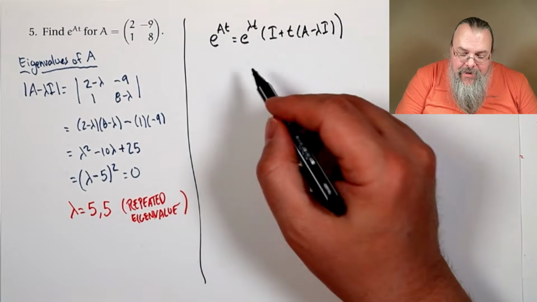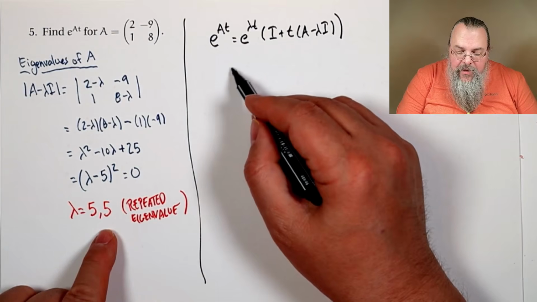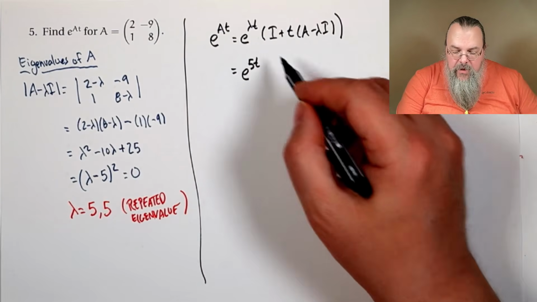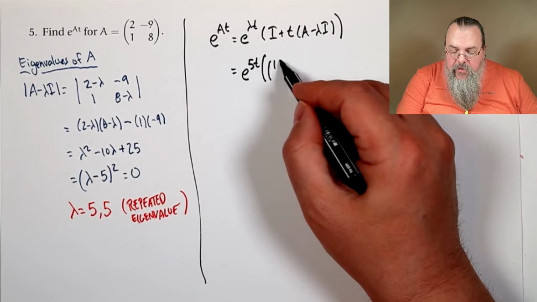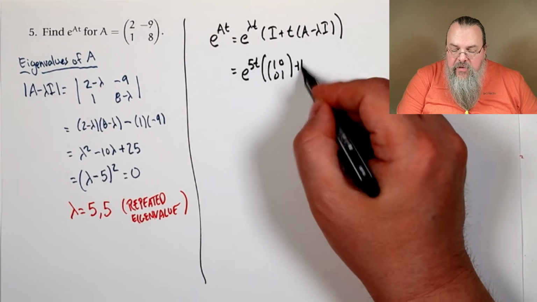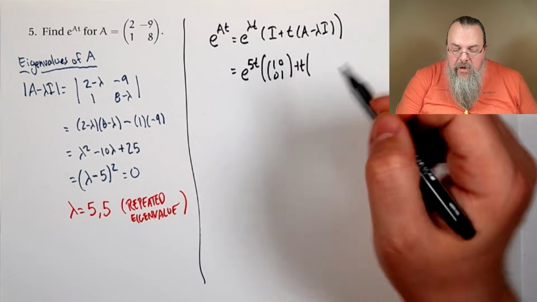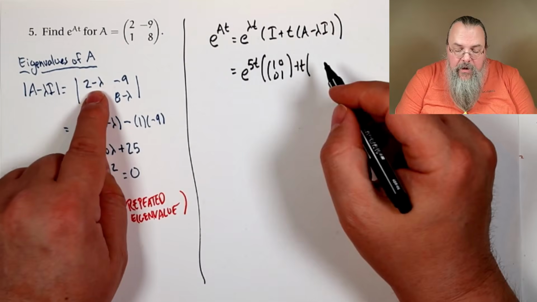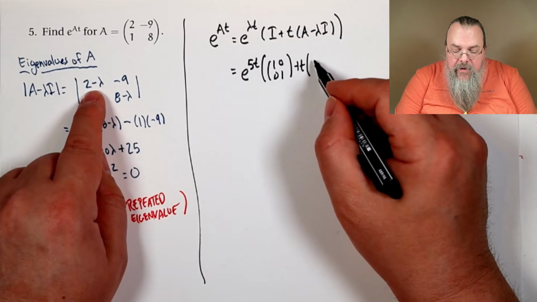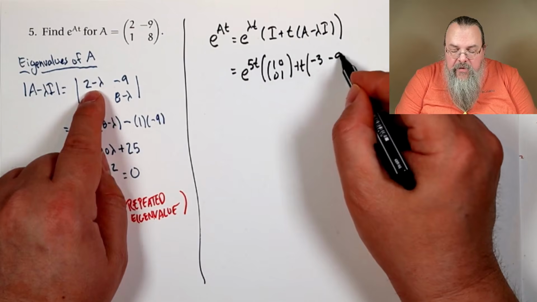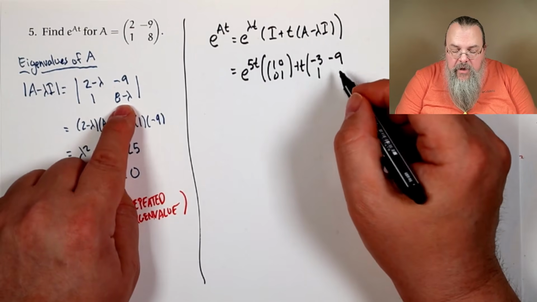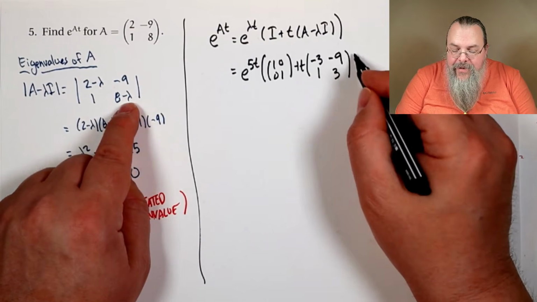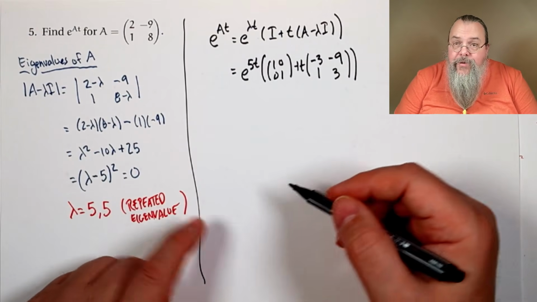All right. Well, what do we have? Well, we have lambda. Lambda is 5. So we say, okay, so this is e to the 5t. All right. And then what? Times the identity. Well, that's 1, 0, 0, 1 plus t times, and then we're going to put A minus lambda I. So lambda is 5. So A minus lambda I, 2 minus 5, minus 3, minus 9, 1, and, sorry, lambda is 5, 3. Good. All right, well, that's correct.